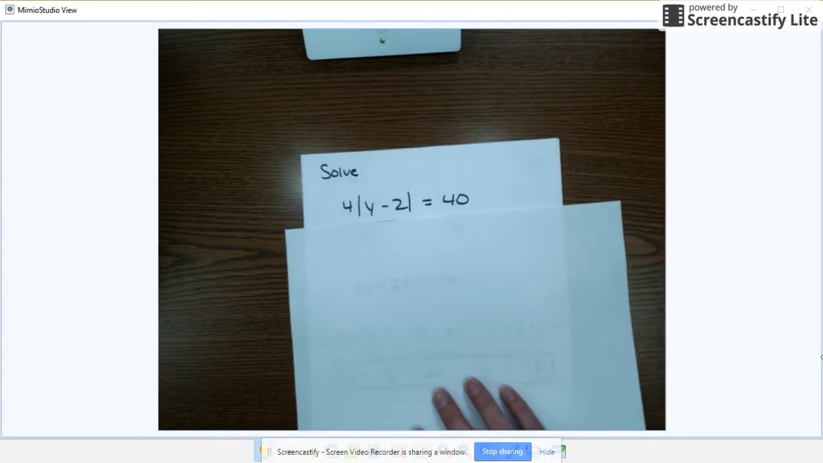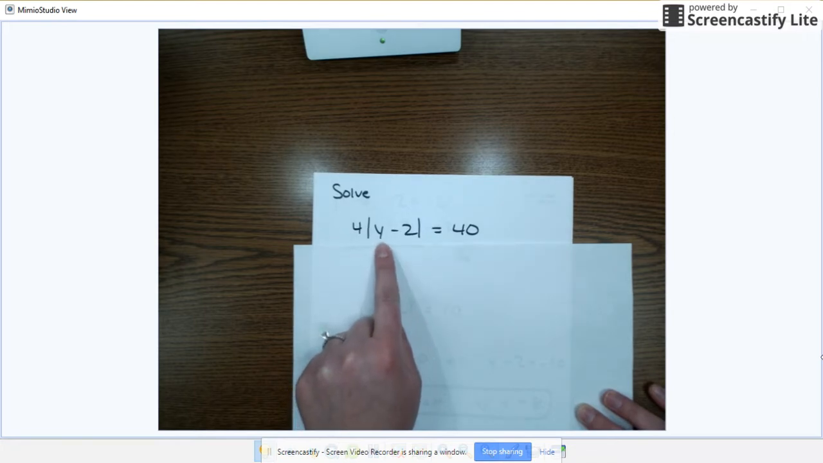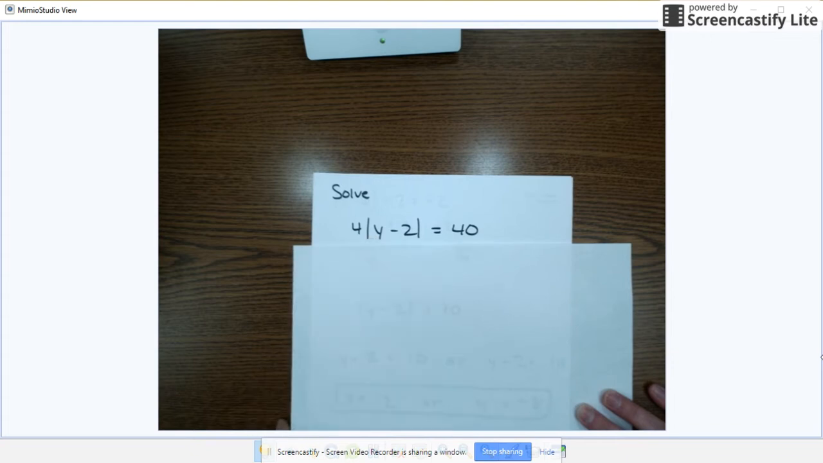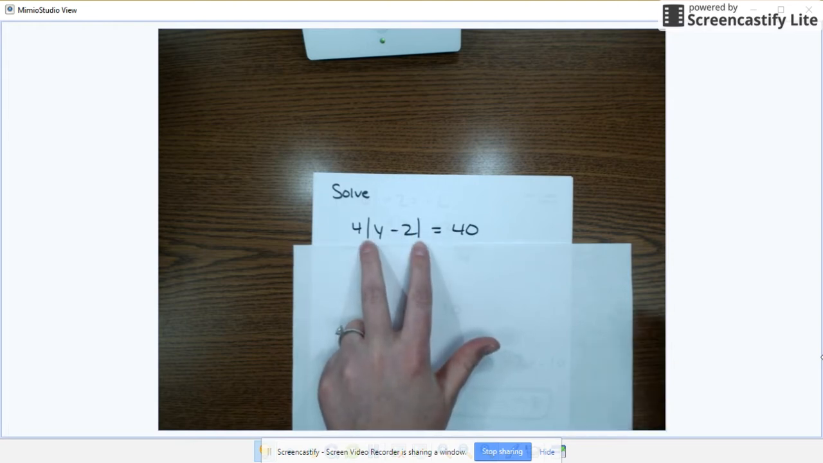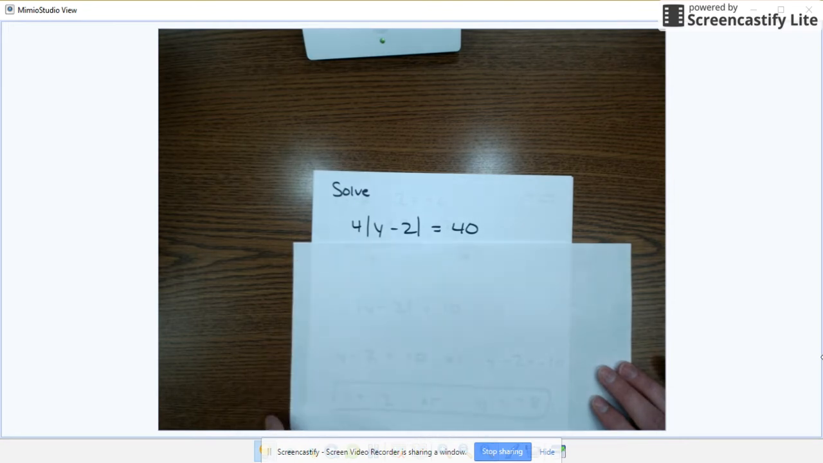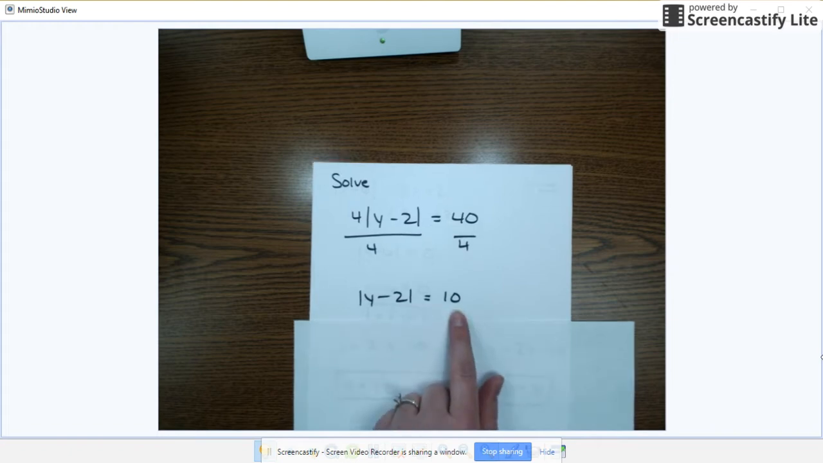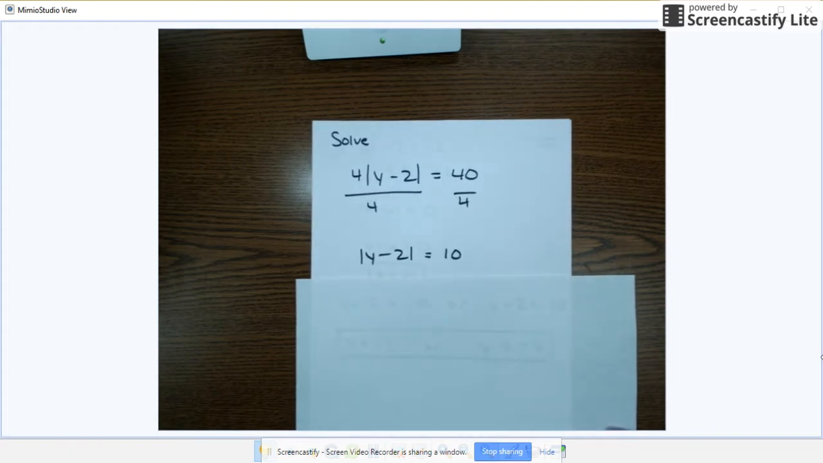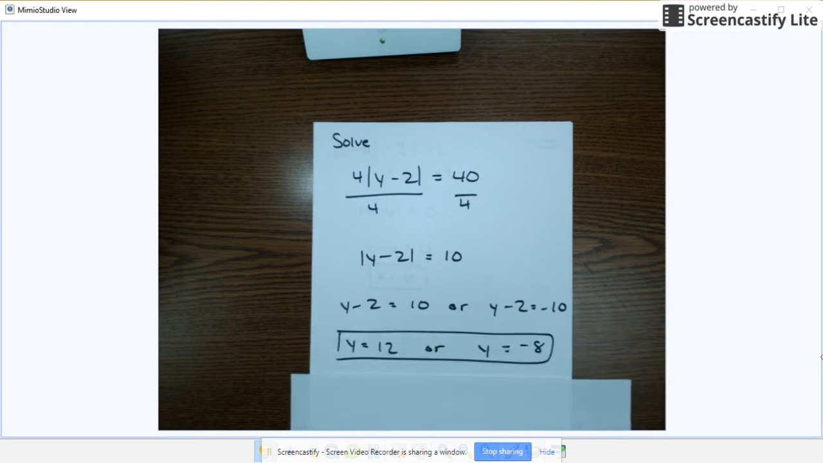Okay, similar one. This time, the inside of our absolute value has a couple steps. So 4 times the absolute value of y minus 2 equals 40. Get that absolute value all by itself. So you have to divide by 4. A very common misconception is that we distribute this through the absolute value. You cannot do that. Don't do it. You have to divide by 4. So divide by 4, you get absolute value of y minus 2 equals 10. Now you can write your two equations. y minus 2 equals 10, or y minus 2 equals negative 10. Solve those, you get y equals 12, or y equals negative 8.